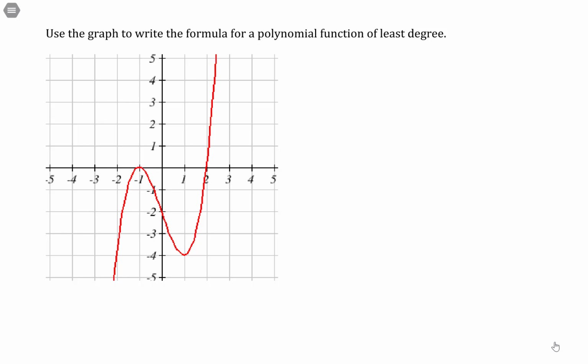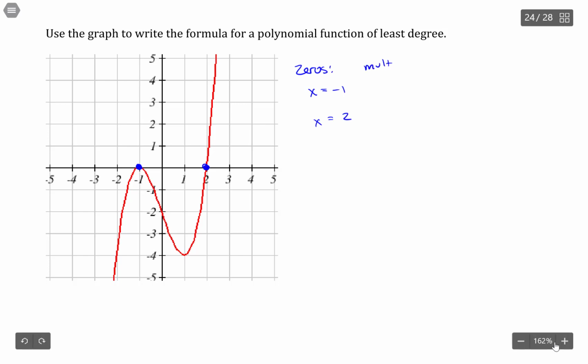Use the graph to write the formula for a polynomial function of least degree. Okay, so we just start with clues and fit those clues to the polynomial. So first off, one easy thing to identify are zeros. The graph is either going to touch the x-axis or cross through the x-axis. So the zeros of this polynomial function are x equals -1 and x equals +2.